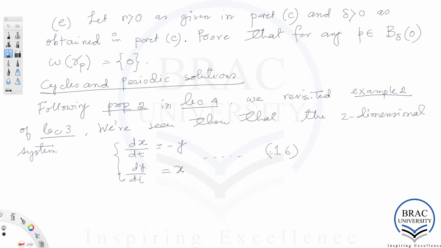So this two-dimensional system has an orbit gamma_(1,0), that is, it's the orbit of the point (1, 0), which is a simple closed curve. So I'm writing the definition of a simple closed curve.